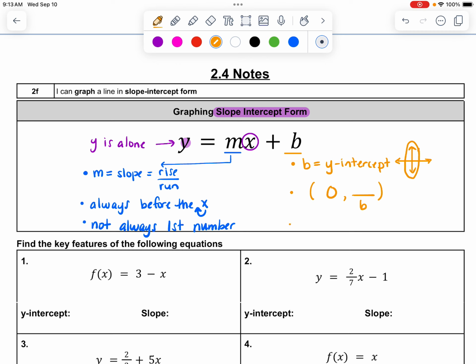The last thing you need to know is that this is not always the last number in the equation. We can write this equation in different orders of terms. We just have to look for the number that is not attached to the x, because the m is the number that's attached to the x. Let's practice looking at some equations and identifying the slope and the y-intercept.